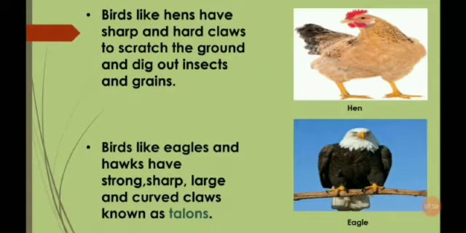Now, second is scratching birds. Birds like hens and cocks have sharp and hard claws which help them to scratch the ground and dig out insects and grains present in the ground. Now third, birds of prey. Birds like eagles, kites, and hawks have strong, sharp, and curved claws to hold their prey while flying, and also to tear the flesh of the animals. These claws are called talons.